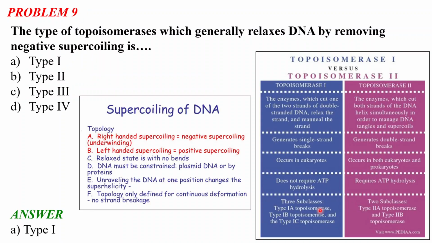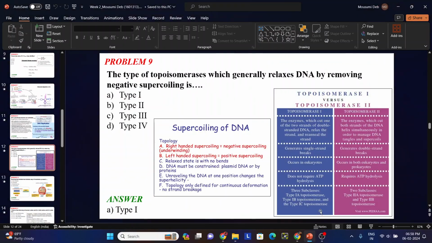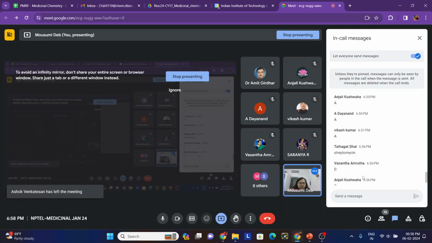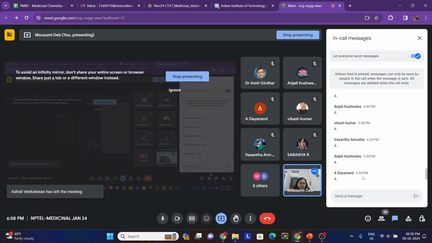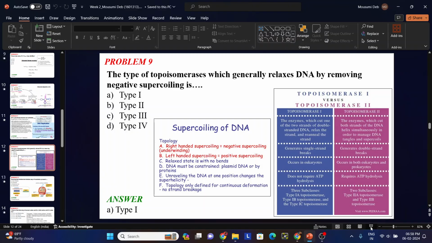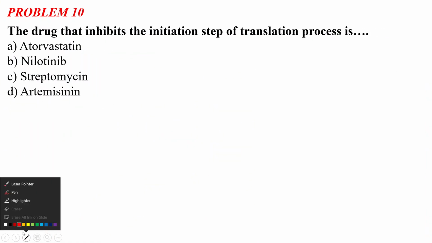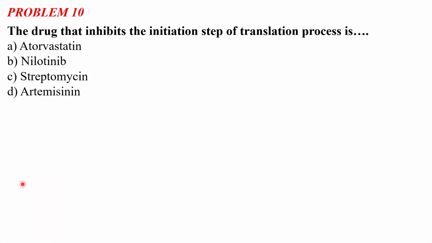Let me check the chat box if you have answers. I think I have multiple answers for this question. I have streptomycin, C, D. I think I have C and D as the most frequent answers. Okay, let us check what the correct answer is and then we will discuss it. The correct answer is number C, streptomycin.